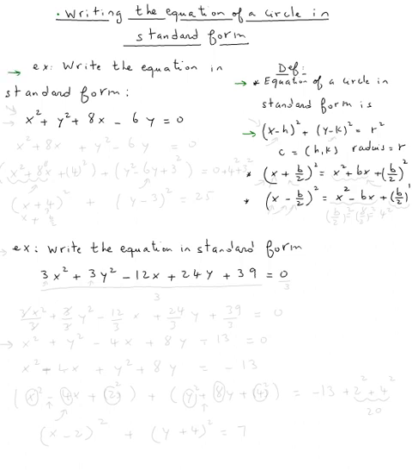Example 1. Write the equation in standard form. And here's the equation. This is definitely not in standard form. So to rewrite it in standard form, remember, you want to have the x's by themselves and the y's by themselves. So I write x^2 + 8x and then plus y^2 - 6y is equal to 0.